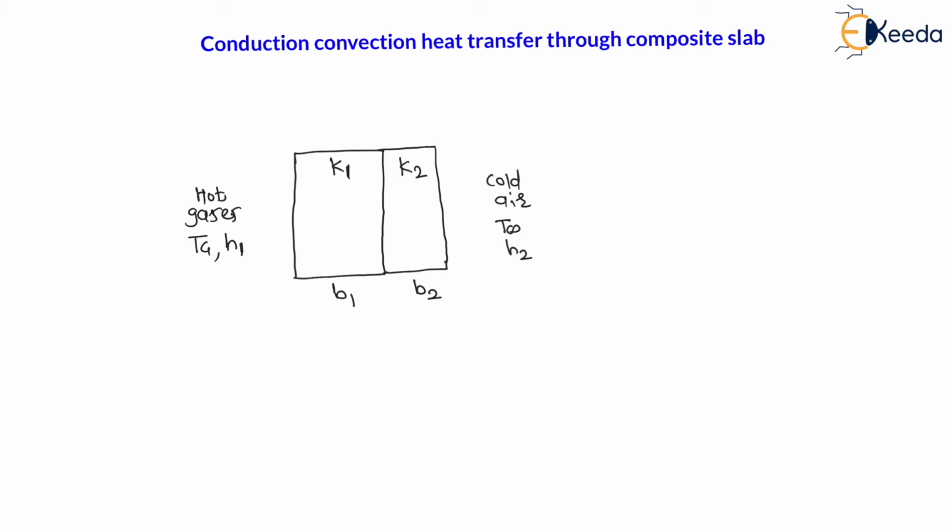So my dear students, between the left face of the first slab and the outside hot gases, there will be convection heat transfer. This will be the Q convection between the outside hot gases and the left face of the first slab. And again between the right face of the second slab and the inside cold air, there will be a convection heat transfer, Q convection.